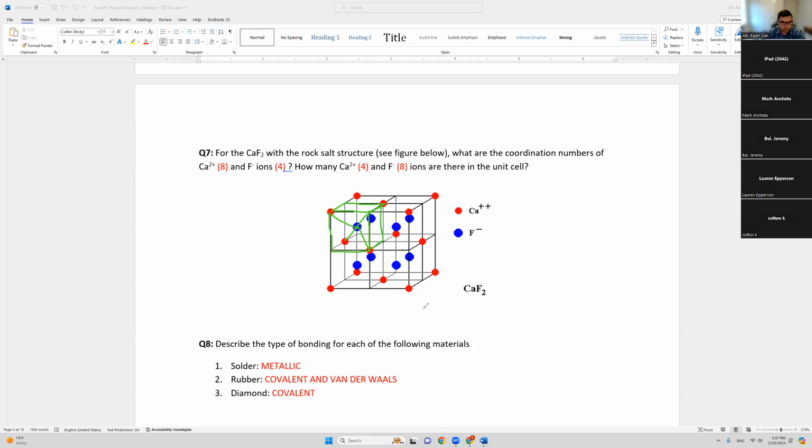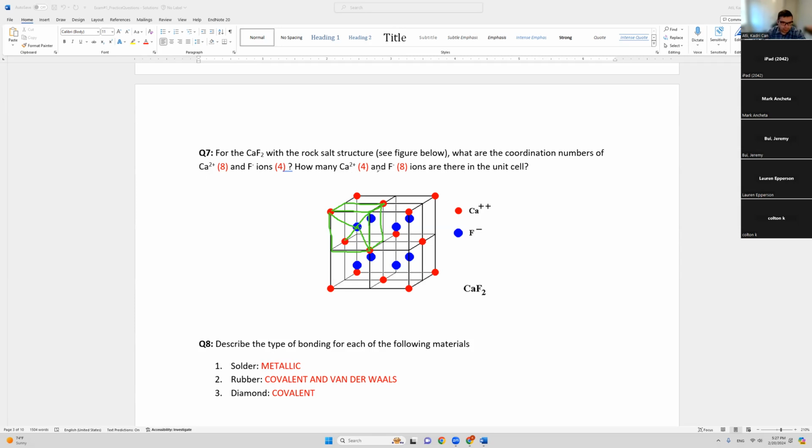4 calcium plus 2 ions. So that's the coordination number of fluorine ions. Each fluorine ion is in contact with these 4 calcium ions, and the coordination number of fluorine ions is 4.